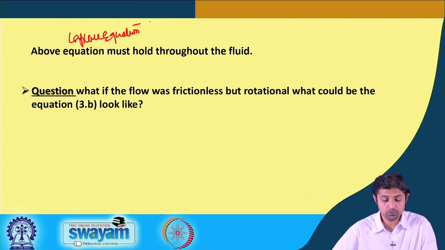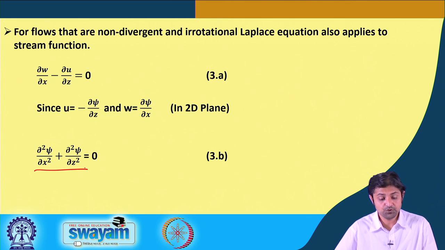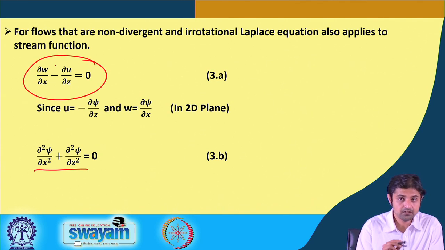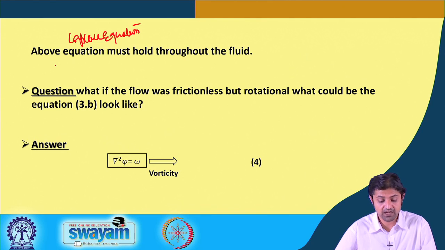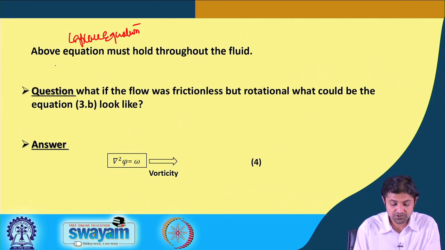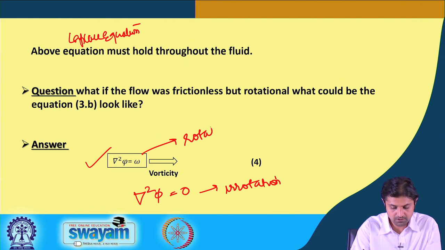So at this point I have a small question for you, think about it. What if the flow was frictionless, but rotational, not irrotational? What could equation 3b look like? If you brush up your mind, for irrotational flow this term was 0, right? But if it is rotational, then it is given by the vorticity. So del square phi is equal to omega, the vorticity. All right. So this will be the resulting form of the equation. Right now for irrotational flow we got 0, and this is true for rotational flow.